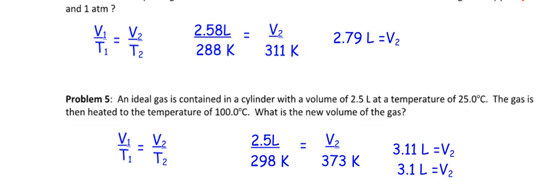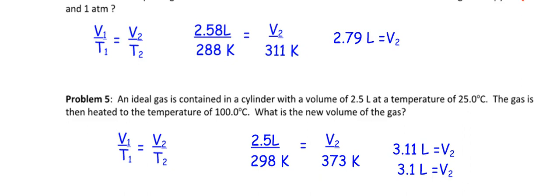All right, so again, you're talking about volume and temperature. I plugged in my values. I added 273 to both sides. I really should have had maybe 298.3 and 373.3, if you will.